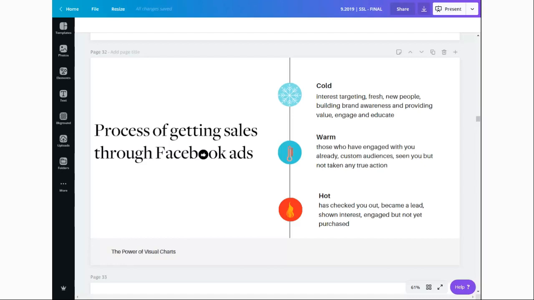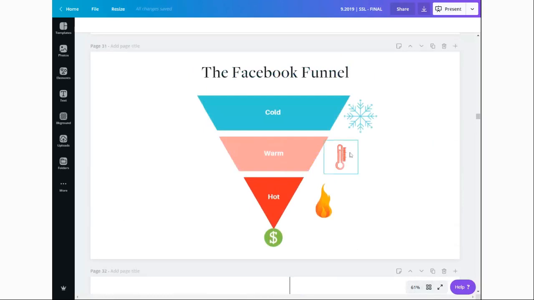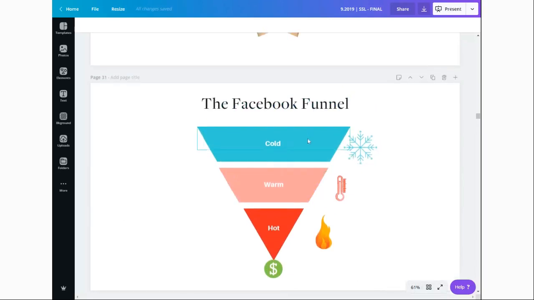Remember that 60,000 I mentioned earlier, like how long would it take you to reach 60,000 people in real life, let's just say, to spread the word and talk about your business to? Well, here is where you can do it with just a few dollars on Facebook ads. And here at the top of your funnel is where this happens. So at the top of your funnel, you want to constantly be bringing in new cold people. This is how your business is going to grow.